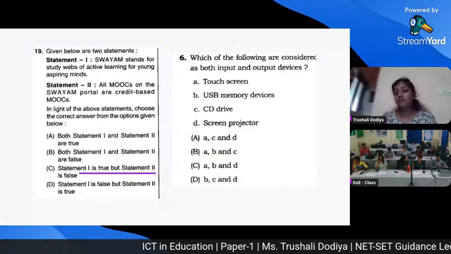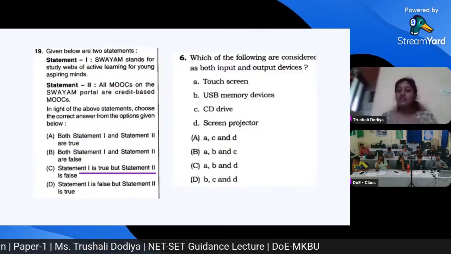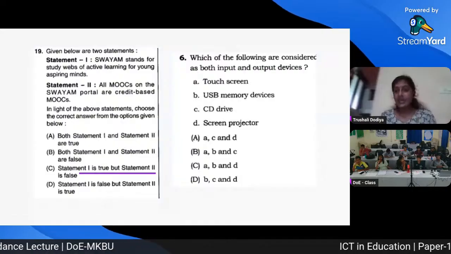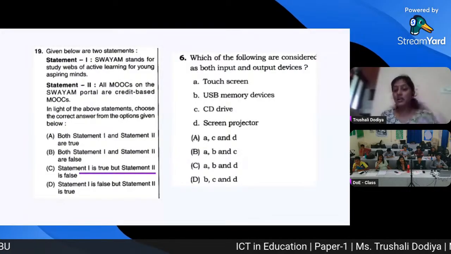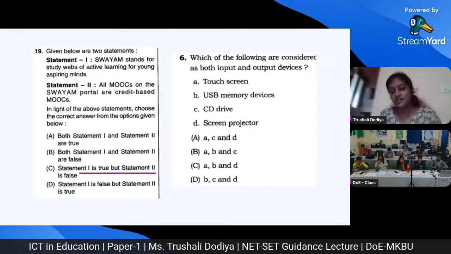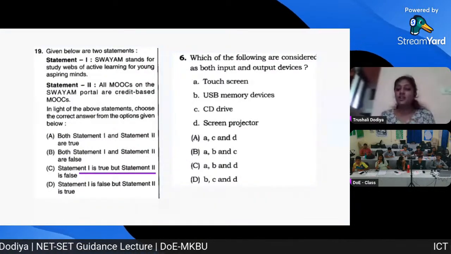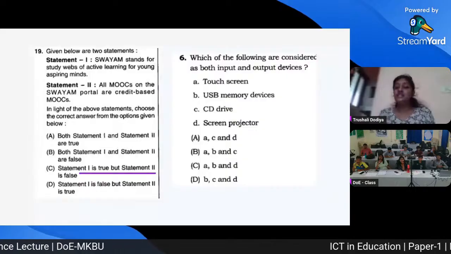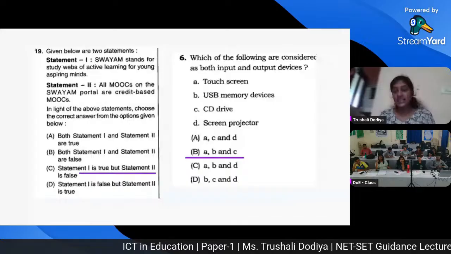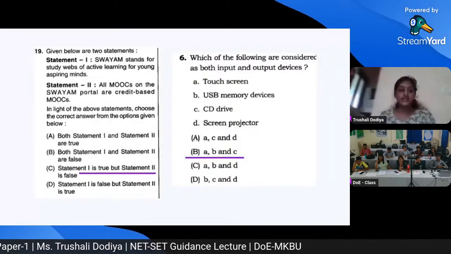Then there is USB memory devices. You are inserting it, and then it is giving you the responses or whatever you wanted. CD drive, you are inserting it, and then it is providing you the data you wanted to have on your screen. And screen projector, see, screen projector is only for projecting things. It is not an input device, it is just an output device. So the correct answer will be A, B and C, as screen projector is not an input device.